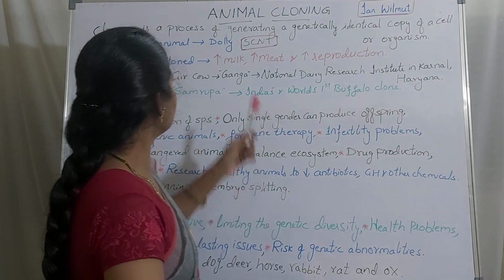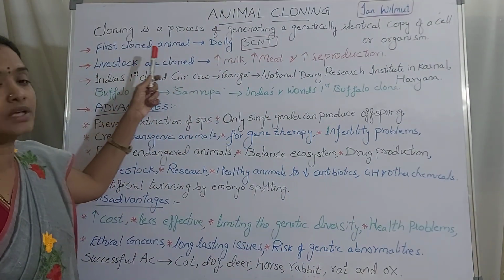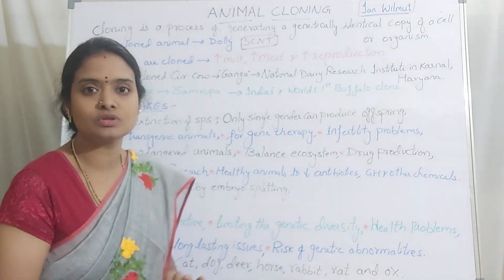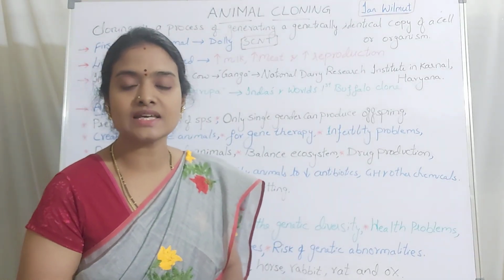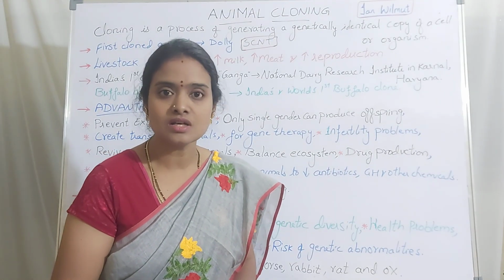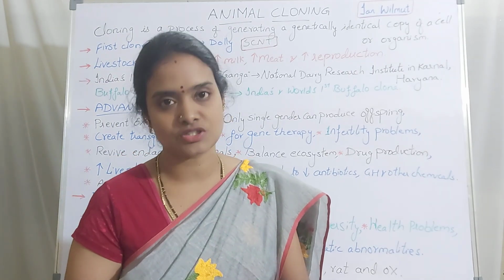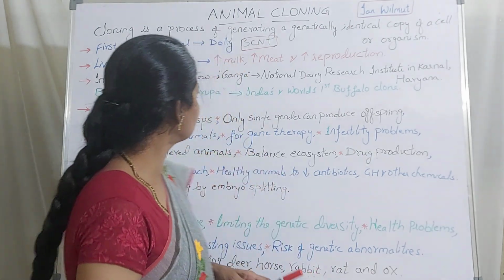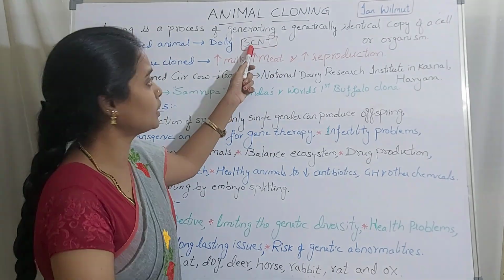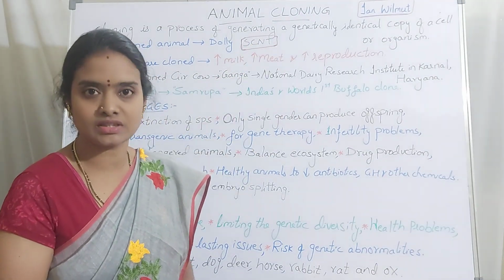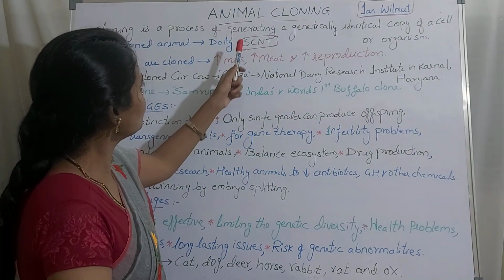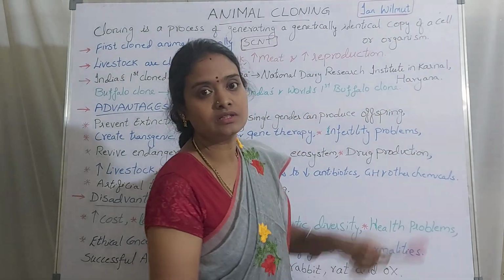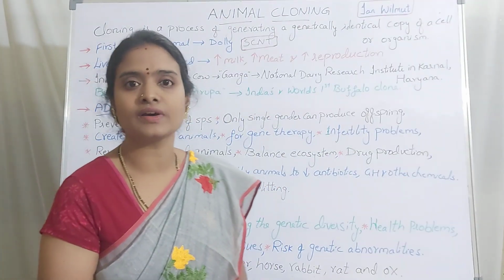So here let us see, the first cloned animal is Dolly. What is the technique used to produce Dolly? It was the SCNT technique, that is the somatic cell nuclear transfer technique, which we have discussed in the previous class. So go through that video in order to know about the complete procedure of that technique. Right? And who is the father of animal cloning? It is Ian Wilmut. He is considered the father of animal cloning.